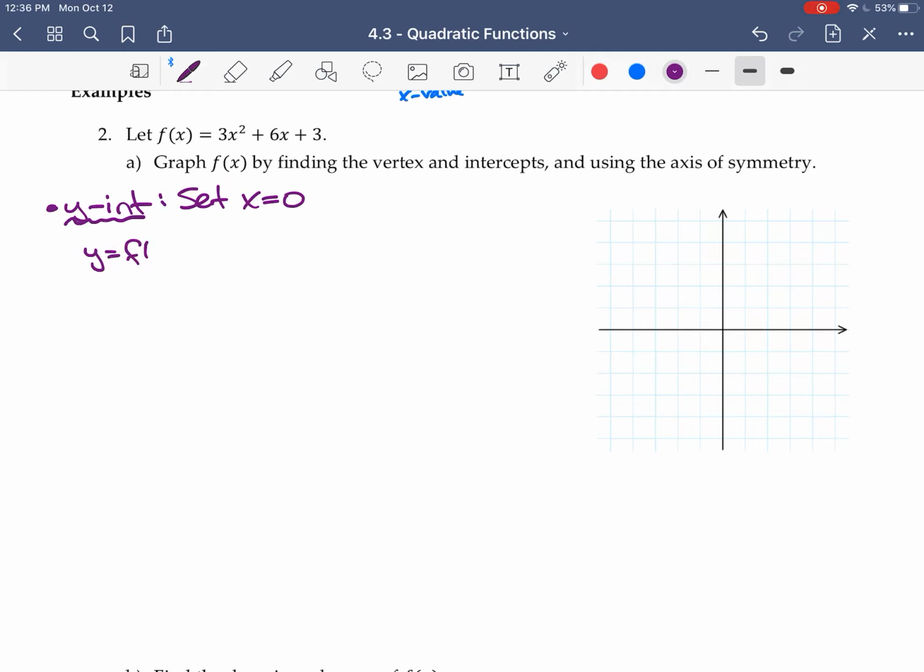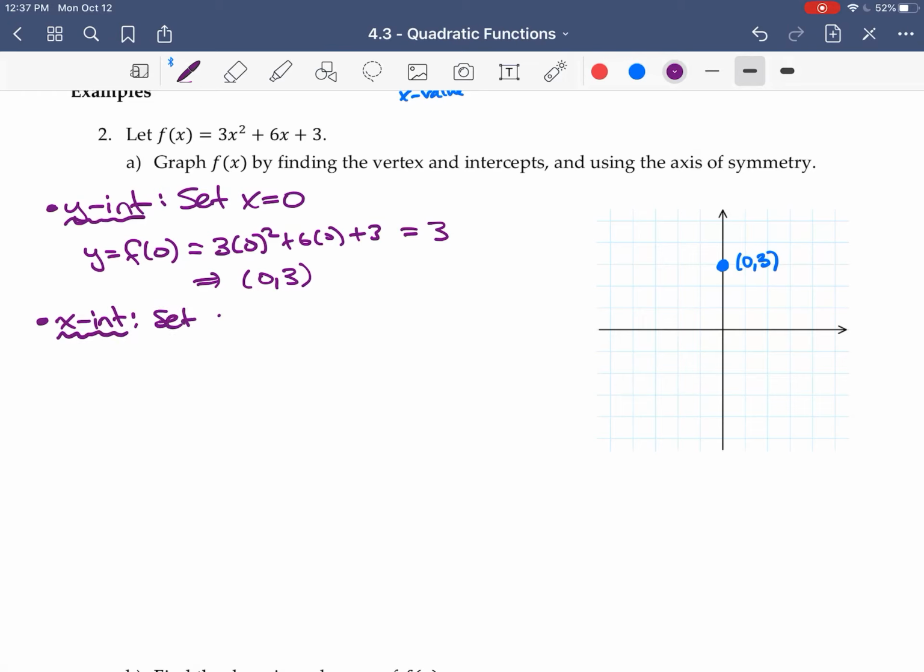So the y value is f of 0, which is 3 times 0 squared plus 6 times 0 plus 3. So 0, 0 plus 3 is 3. So we have a y-intercept at the point 0, 3. So we can plot that. 1, 2, 3. And now the x-intercepts.